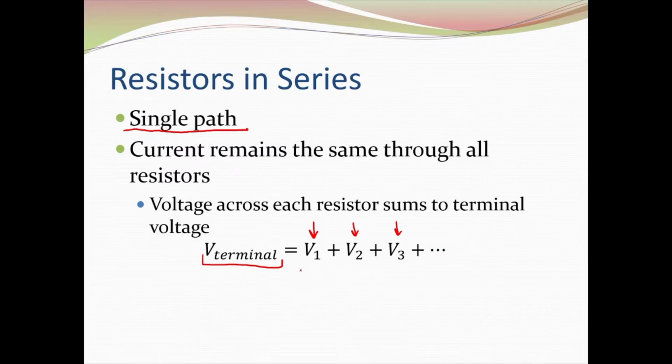Now, if you remember, Ohm's law states that the voltage is equal to the current in the circuit times the resistance. So by substituting Ohm's law into here, we can get the following: the total current times the total resistance must equal the current in resistor 1 times resistor 1, plus the current in resistor 2 times resistor 2, plus the current in resistor 3 times resistor 3, and so on.